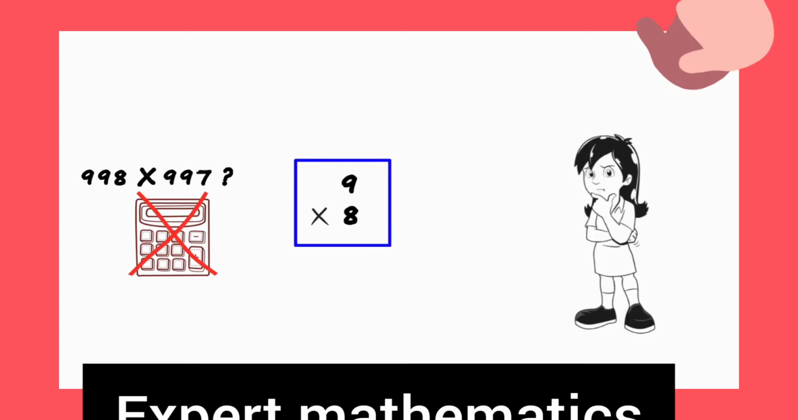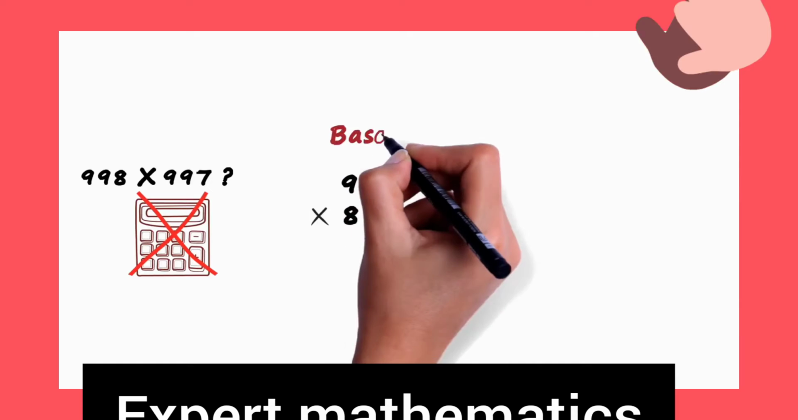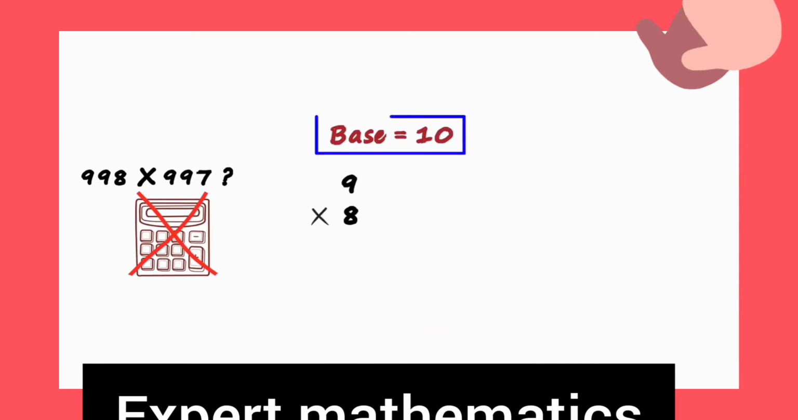When we are given the multiplication problem, the first thing we should ask ourselves is, which base is close to both the numbers? Here, both numbers are close to 10, so we can say that the base is 10. Once the base is decided, life becomes really easy. First, we subtract the base from each of these numbers.